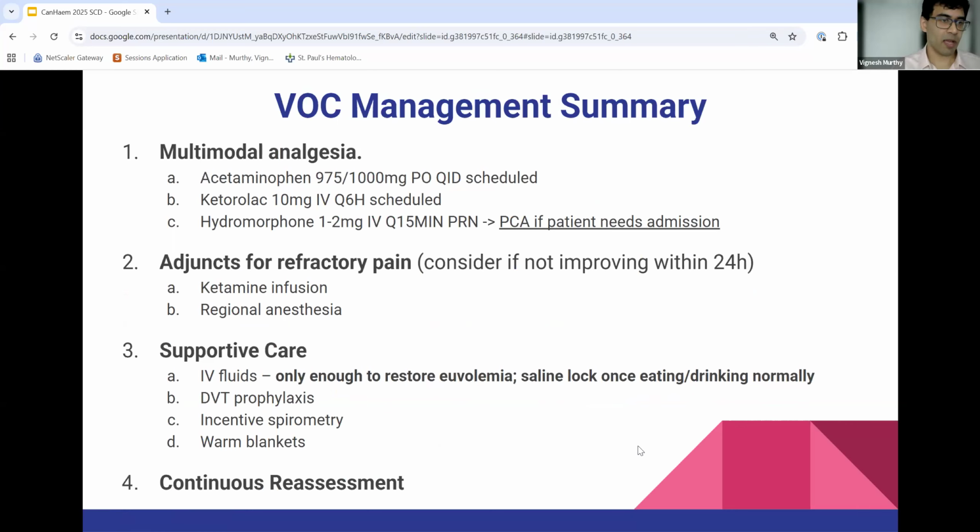So in summary, we're looking at multimodal analgesia, certain pain adjuncts if people aren't improving within 24 hours, supportive care measures, and the last thing I didn't highlight so far was continuous reassessment. This is not a patient, unfortunately, you can step away from for 3, 4, 6, 12 hours. It's someone that you want to check in on at least every hour or two, at least in the first few hours of their visit or admission, just to make sure things are moving in the right direction. Because if you leave them too long and their pain is poorly controlled for 24, 36 hours or longer, you run into complications.